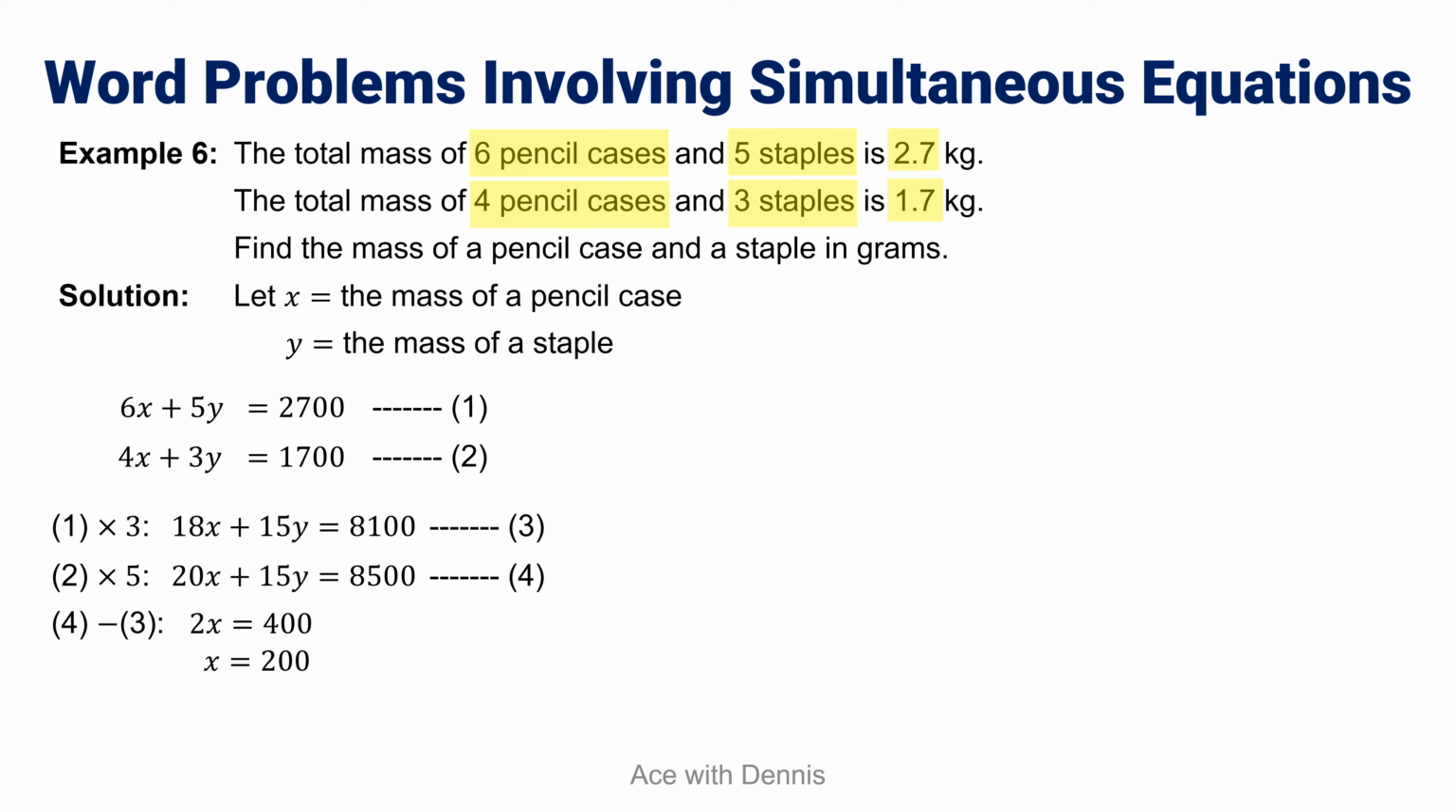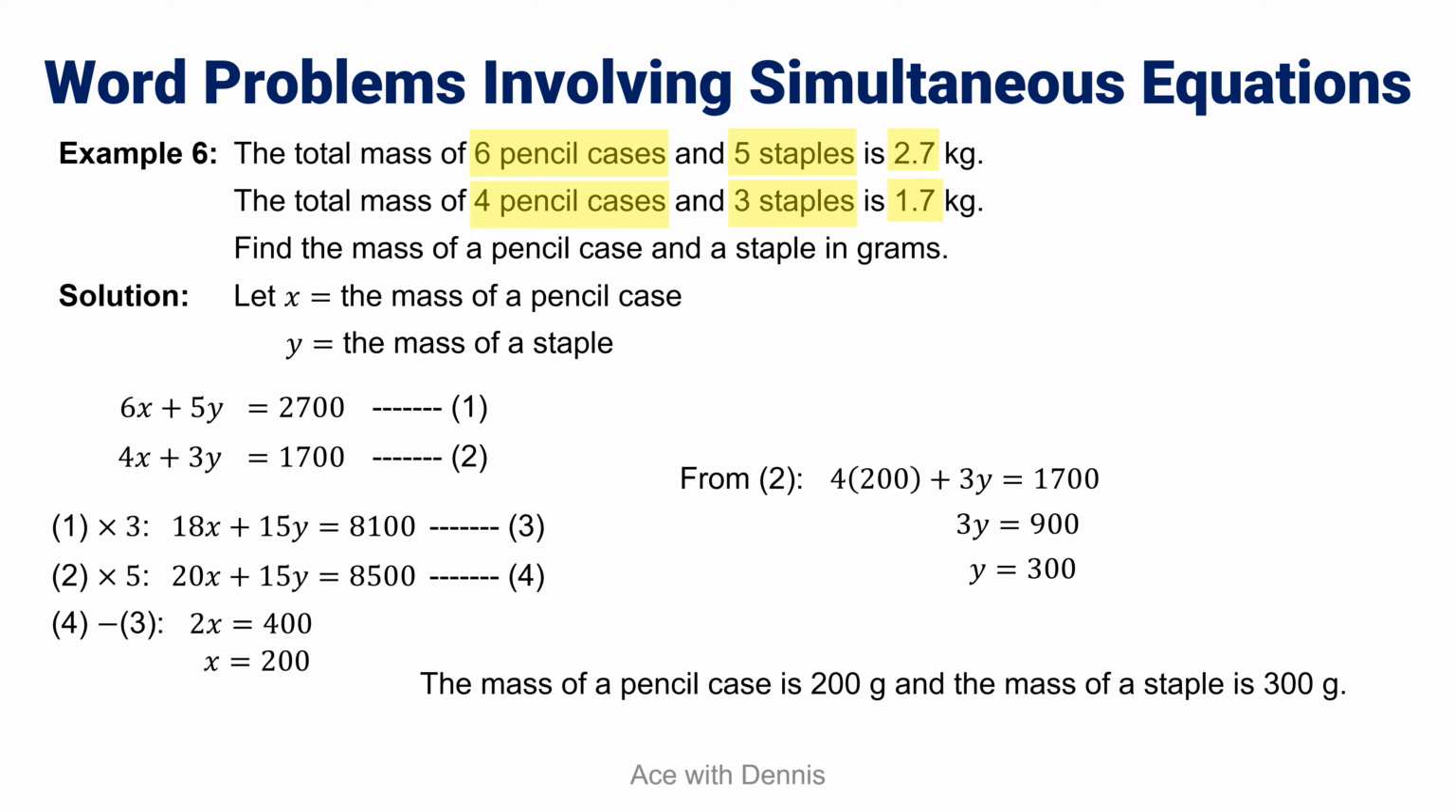Hence x equals 200. Then from equation number 2, I substitute x equals 200 into the equation. It becomes 4 times 200 plus 3y equals 1,700. So 3y equals 900 and then y equals 300. Now I can answer the question. The mass of a pencil case is 200 grams and the mass of a stapler is 300 grams.